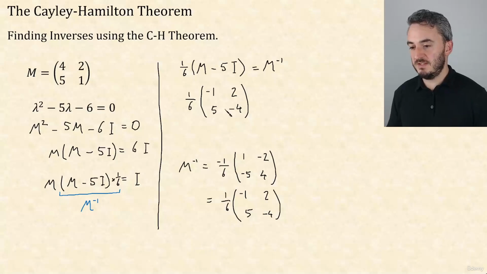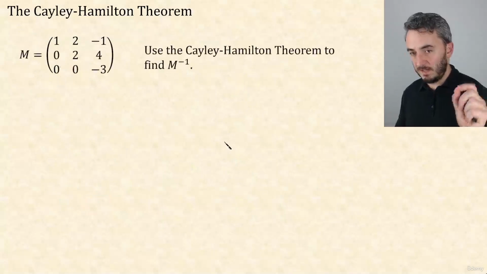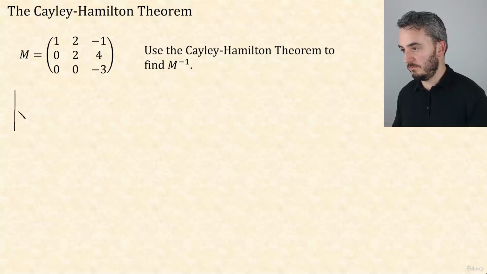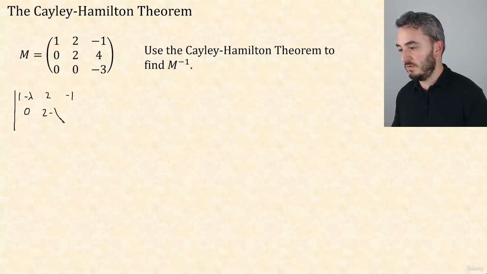In the 2x2 case, it's definitely not faster than finding inverses the normal way, but with 3x3s, it is. And let's have a go using this matrix here. So use the Cayley-Hamilton theorem to find m inverse. So first we need the characteristic equation. So 1 minus lambda, or the determinant of this matrix. And since we've got all those zeros, this is not going to be too difficult to compute.